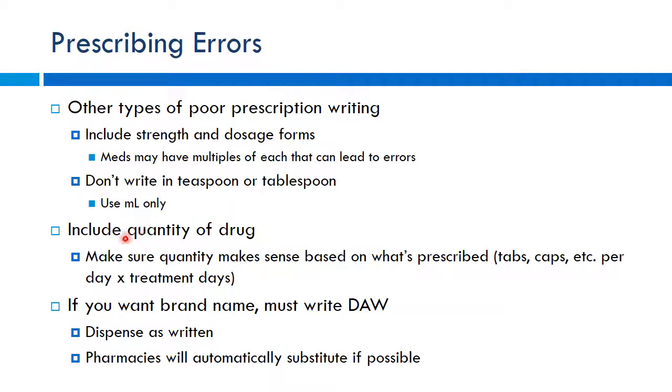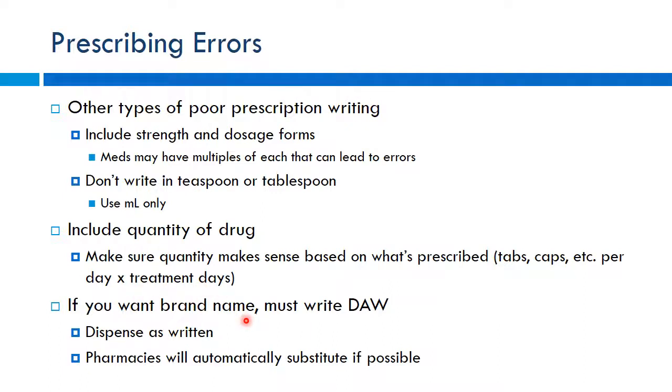Definitely include the quantity of drug. Make sure the quantity makes sense based on what's getting prescribed. If it's a once daily drug and you write for 100 at a time, if we can make sense of it, then we can fill that. But if you write for a twice daily medication and you only write for 30, that may not make a total amount of sense, right? So those are cases where we need to be able to delineate between those two.